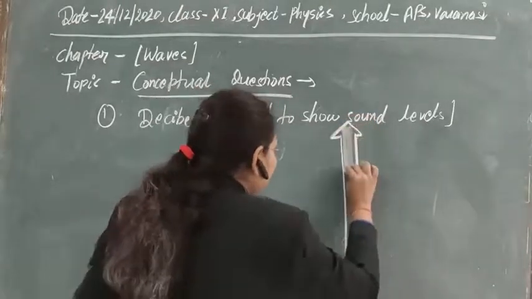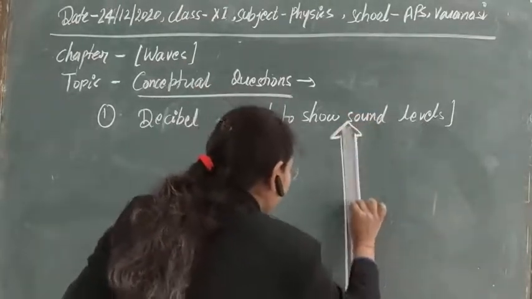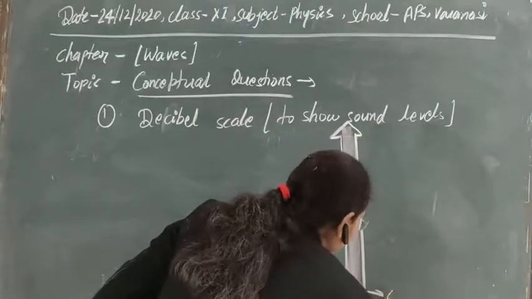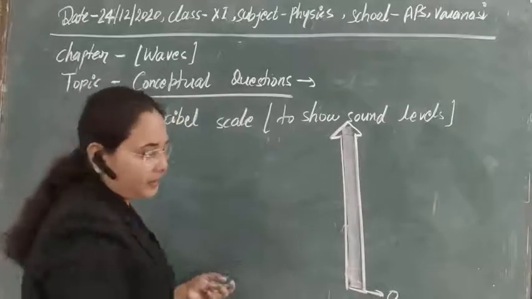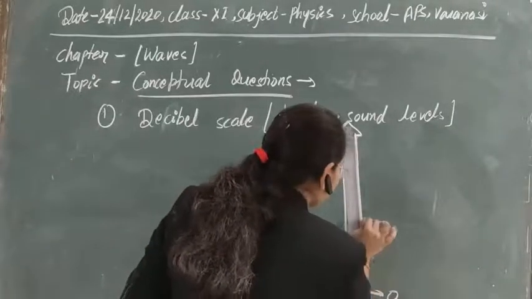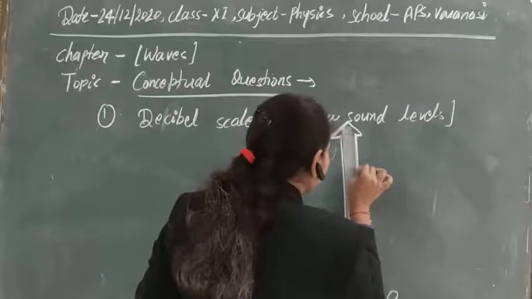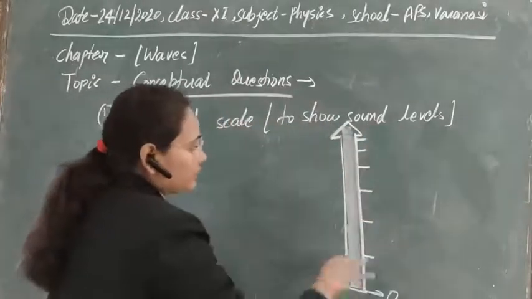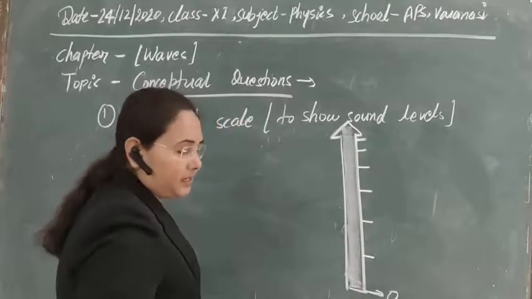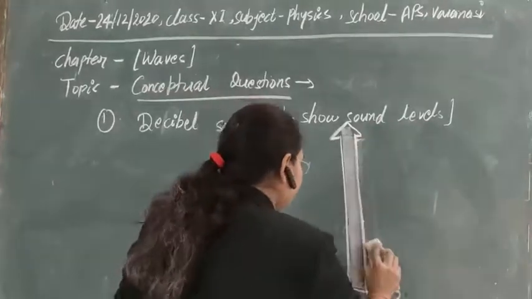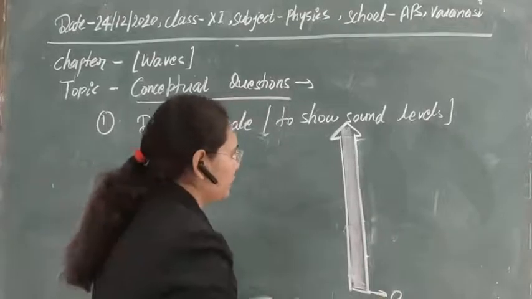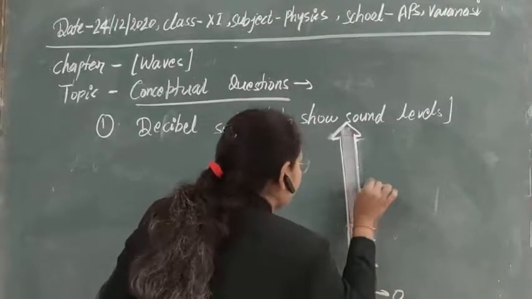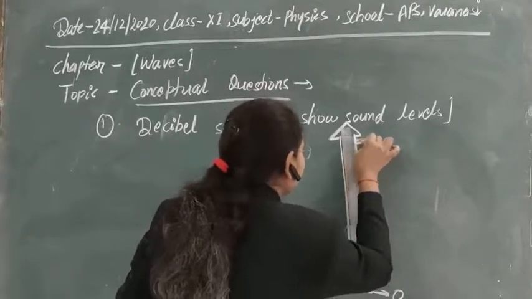Suppose this is just a decibel scale that I have drawn here. On this decibel scale, we have 0 decibels here, and then 20 decibel, 40 decibel, 60 decibel, 80 decibel, 100, 120. Let's take it 20, this is 40, this is 60, 80, this is 100, this is 120.